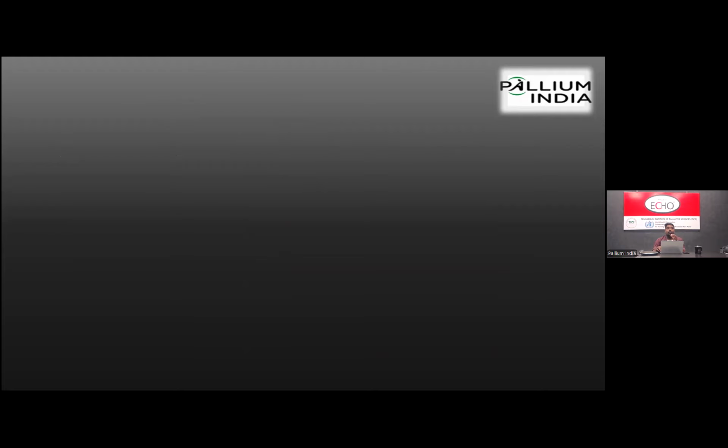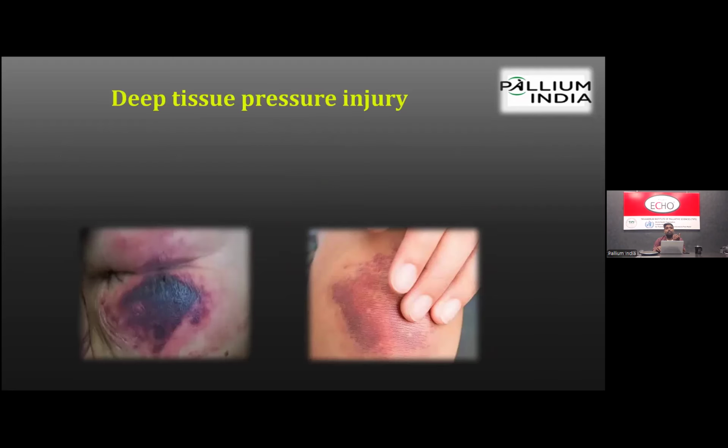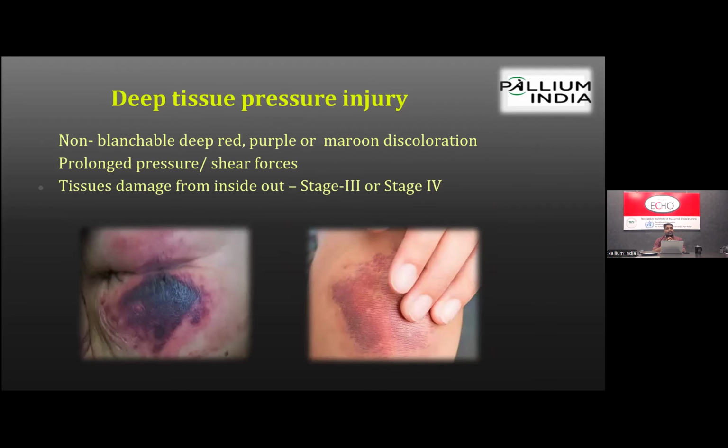Recently, we added one more stage, deep tissue pressure injury, number-wise stage 6. This deep tissue pressure injury happens because of the shear force. In the initial risk factors I just mentioned, shear along with friction is one of the major risk factors. Here also it is non-blanchable only. The skin is not at all open, but in-depth tissues are all affected.